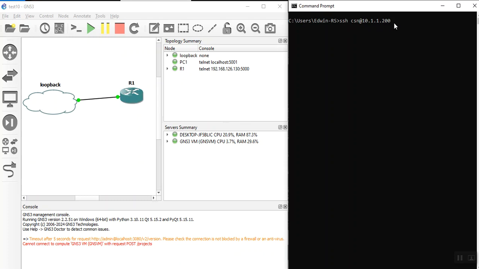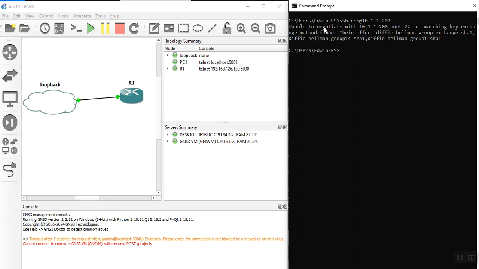So this right here should allow me to just SSH into it, but then I get this problem: unable to negotiate with 10.1.1.200 port 22. No matching key exchange method found. They offer Diffie-Hellman Group Exchange SHA, Diffie-Hellman Group 14 SHA, Diffie-Hellman Group SHA, blah, blah, blah. Okay. Very annoying. I don't know what to do.